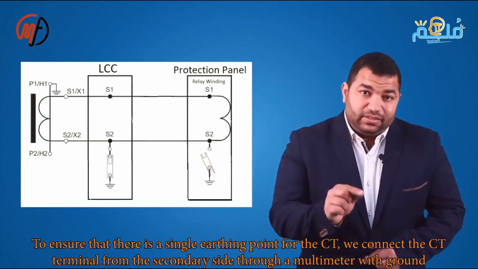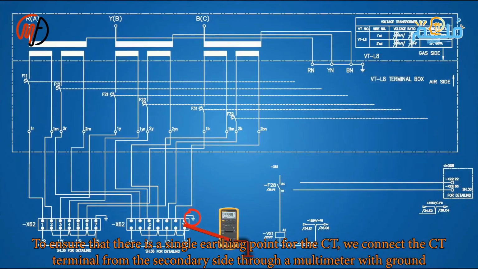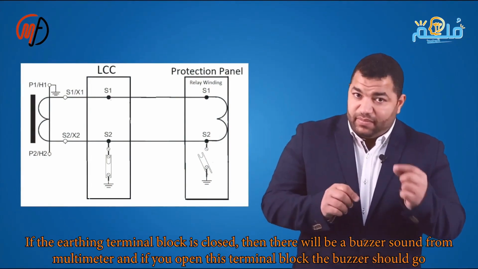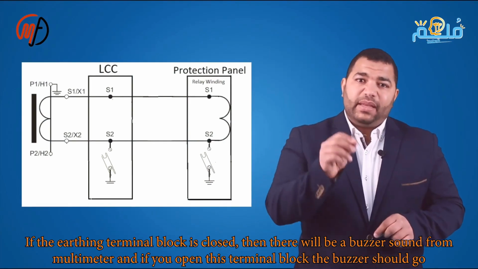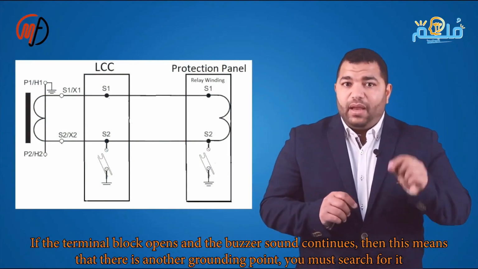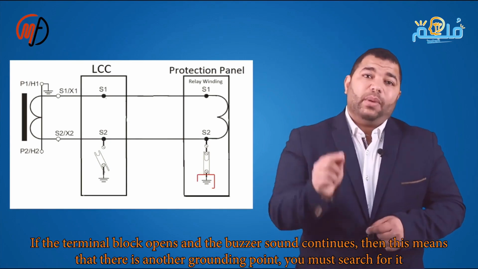To ensure there is a single grounding point for the CT, we connect the CT's secondary side to the ground using a multimeter. If the grounding point is closed, there should be a buzzing sound. If we open the terminal block, this buzzing sound should go away. However, if we open the terminal block connected to the ground and the buzzing sound remains, it means there is another grounding point that needs to be located.